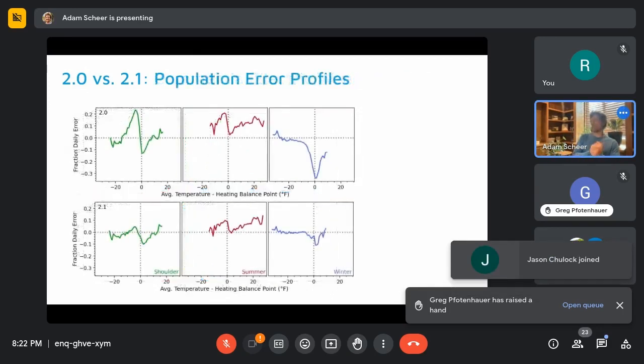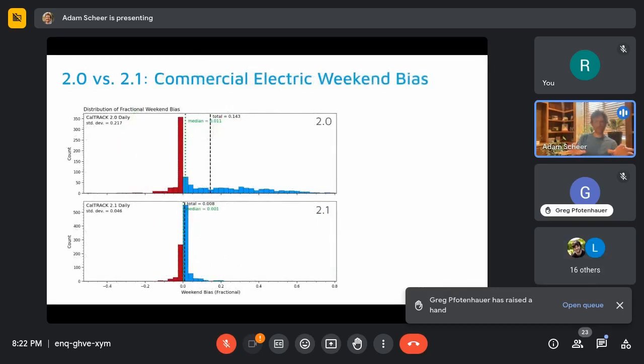So let me stop there and see if there are any questions, and then we have a few more results to share and we can keep moving.